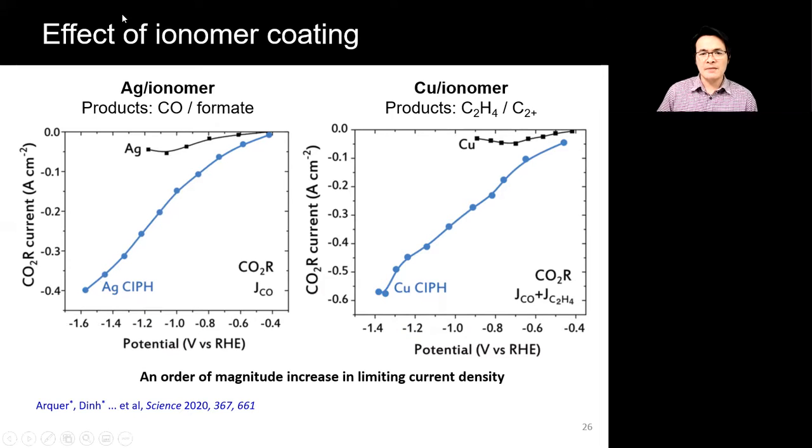So in this case, for the copper, we also run at more than 500 milliamp. This is the partial current density for CO2 reduction, and the current for hydrogen evolution is not included. So the actual current is much higher.